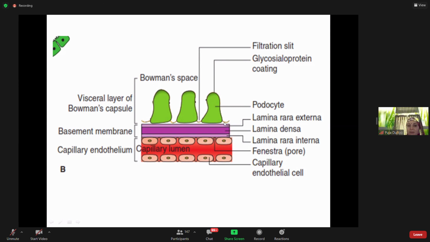It looks like the histology of liver, it doesn't look like a capillary, but actually it is a capillary with a huge gap. Okay, so they are open capillaries.